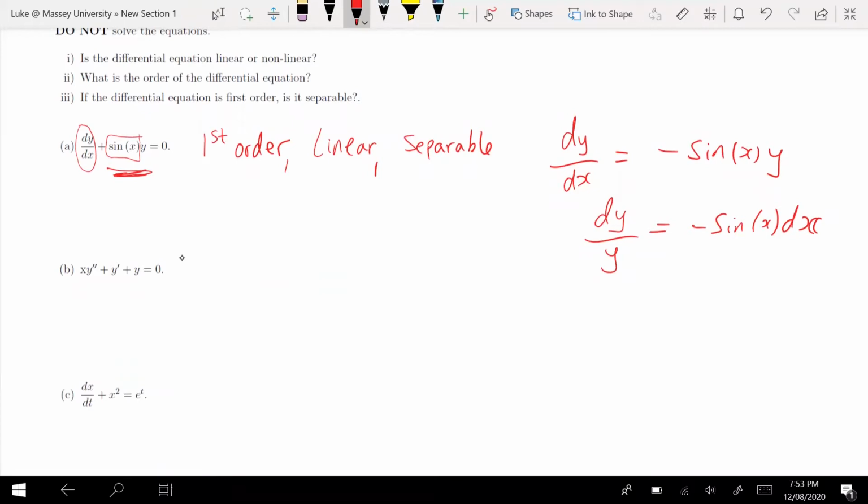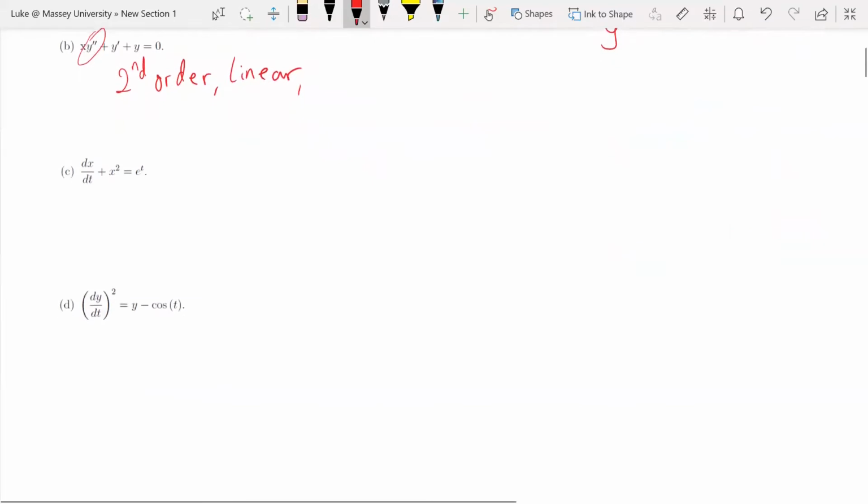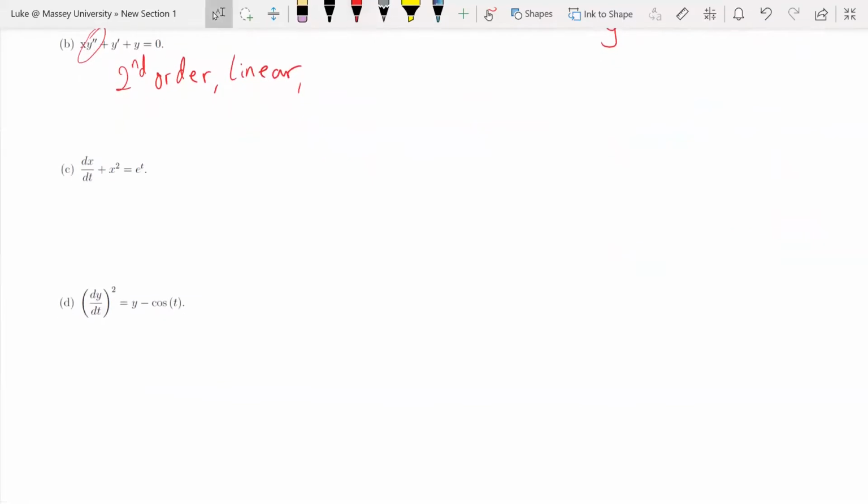Okay, number B here. This is obviously a second order equation because my derivative here is a second derivative, so second order. It's also linear because there are no y squared terms or nonlinear terms in y, which is the dependent variable. It's not first order, so we don't have to classify it as separable or not. So that was easy.